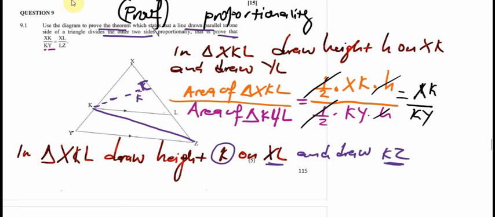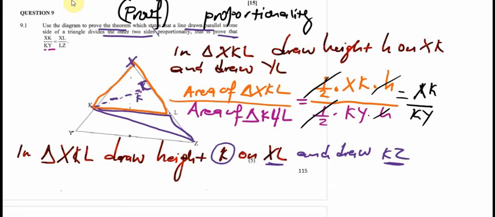And then I'm still going to say this is my orange triangle, which by the way I'm going to be comparing with my purple triangle. Remember that the purple triangle has a height of k, and this one, XKL, also has a height of k, because you could have drawn it either side.